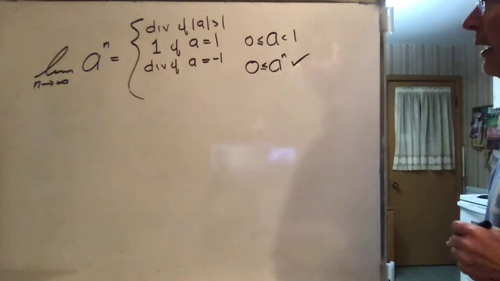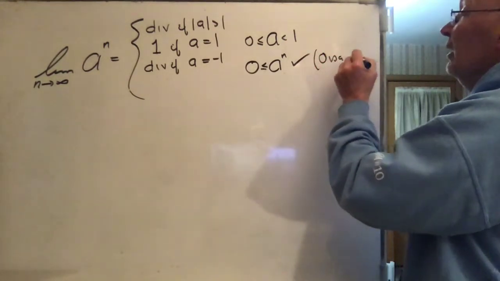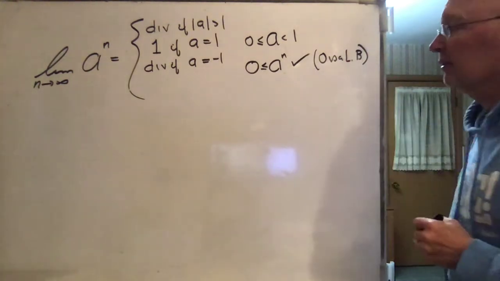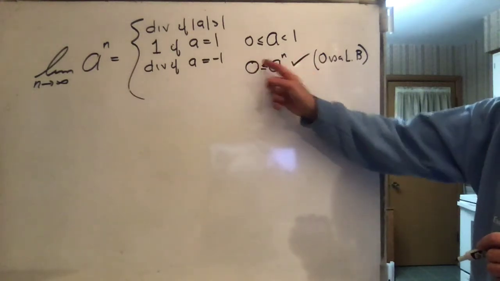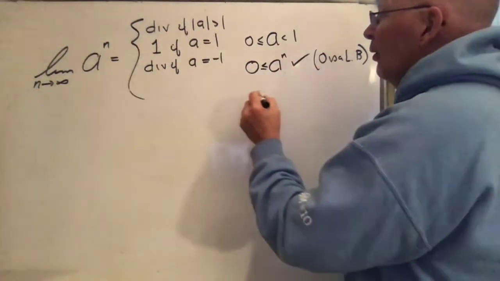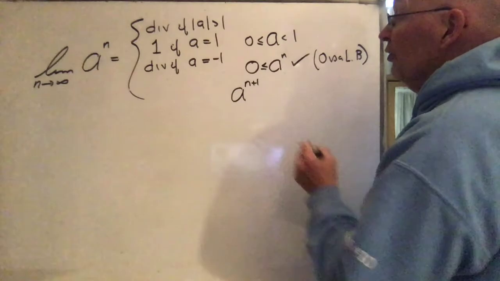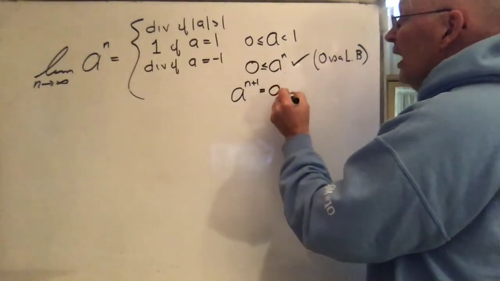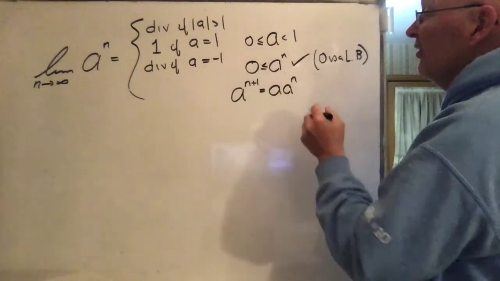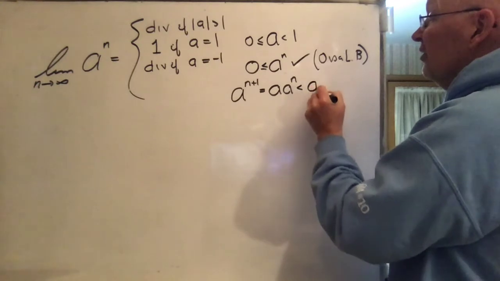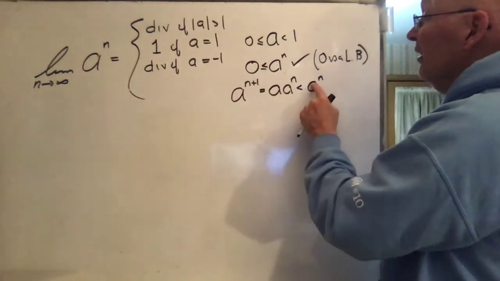Check. Agreed? Here's the other thing to notice. In particular, 0 is a lower bound. This sequence is bounded below by 0. Then here's the other thing I'm noticing: A to the n plus 1, the next term in the sequence, is equal to A times A sub n. But since A is less than 1 in size, that's less than A sub n. Agreed? Because this is less than 1 in size, this is strictly less than this.